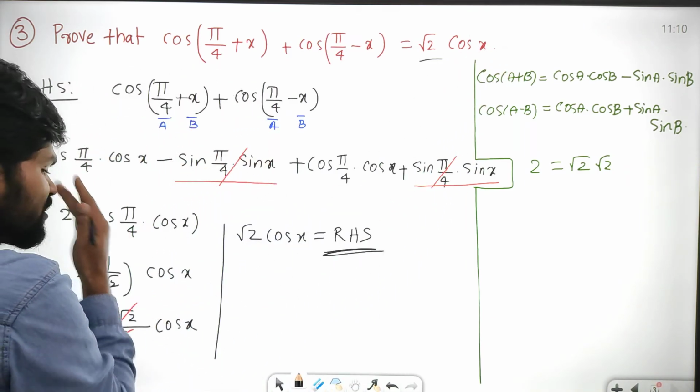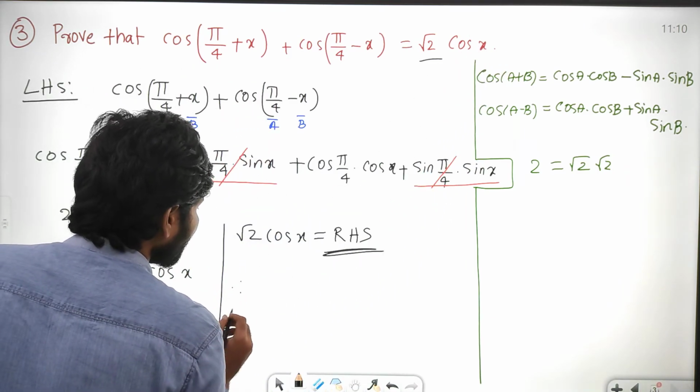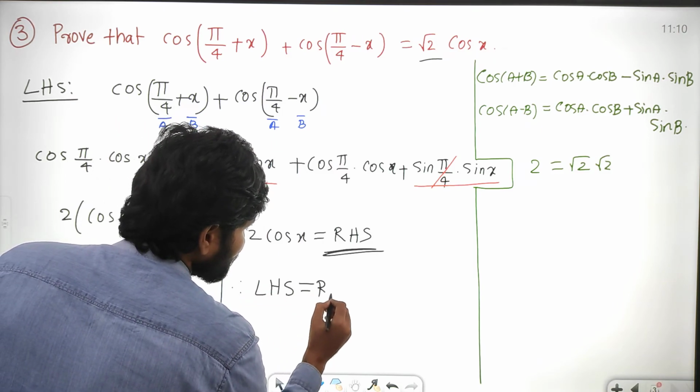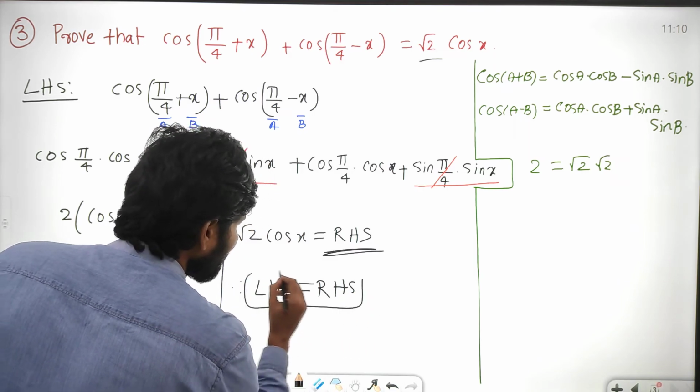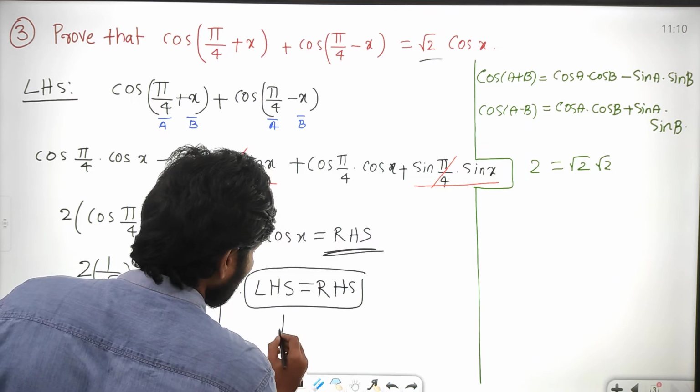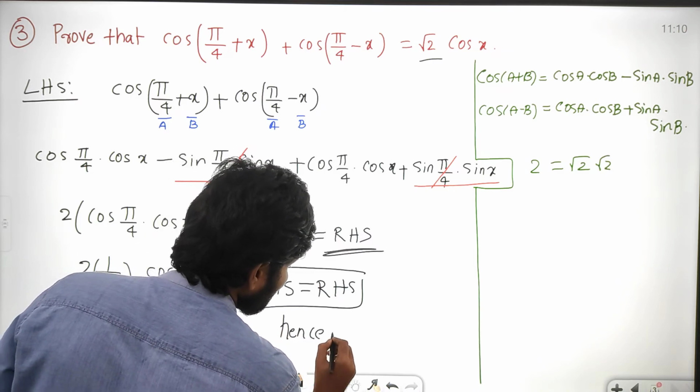See this one. So finally, therefore LHS equals RHS, and hence proved.